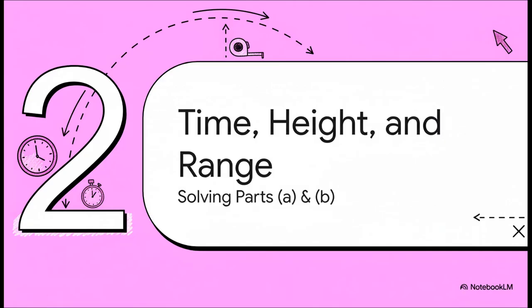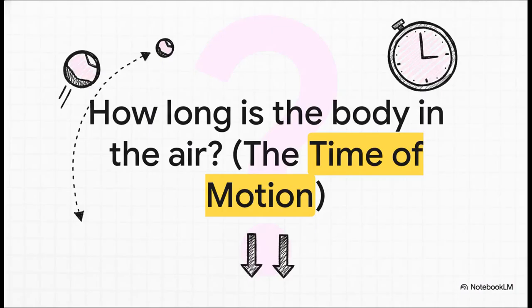Okay, section 2. Time, height, and range. We're going to solve the first two parts of the problem right now. Let's put that awesome deconstruction principle we just talked about into practice. First up, how long is this object actually flying through the air? Now to figure this out, here's the really cool part. We can completely ignore the horizontal motion. Just pretend it doesn't exist for a moment. The total time of flight is decided only by what's happening in the vertical direction.